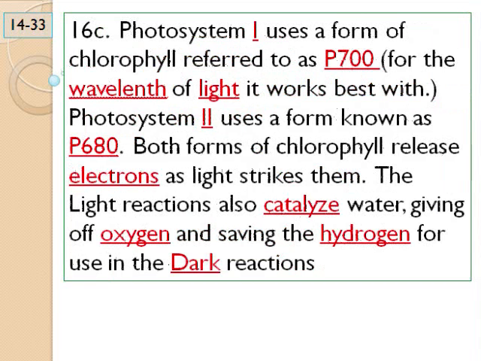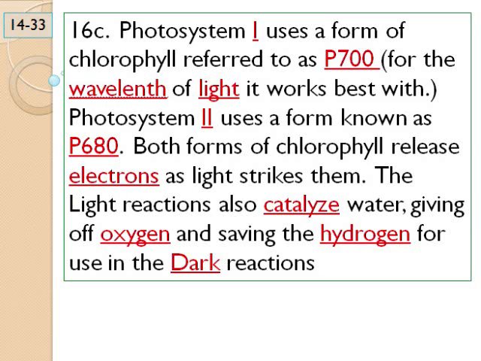Okay. Now, there are 2 kinds of chlorophyll. One operates at radio station 700, and the other at radio station 680. These are frequencies. When you tune your radio, you're just changing frequencies, tuning in new stations. So photo 1 uses the 700 frequency, and photo 2 uses the 680.